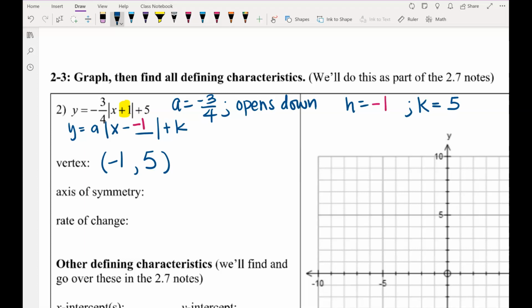Axis of symmetry. It's always x equals for this one. And remember, if you look at the parent function, it's x equals h. And what is the h value? Negative 1. The rate of change is very, very fancy for slope. All right. And so what is the slope?